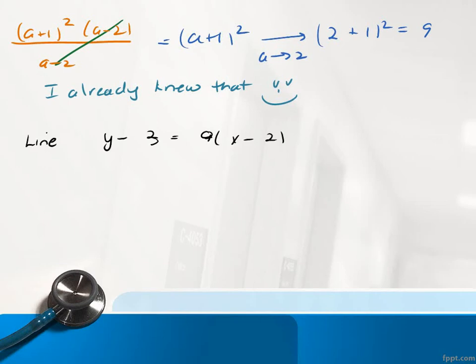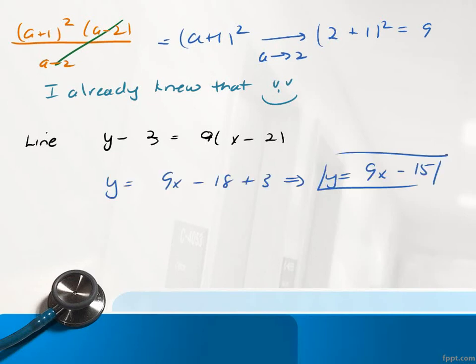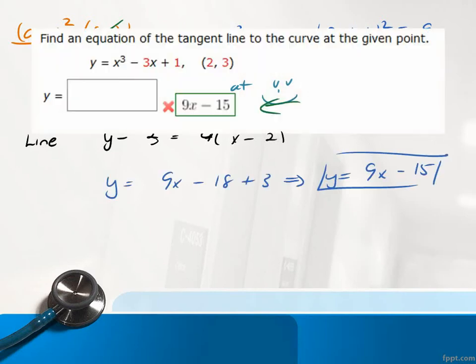How do I get the line? The equation of the line, y minus y1 equals m times, that's where you use that formula, the y minus y1 stuff. The slope goes out in front, simplify, I get y equals 9x minus 15, and look at that, WebAssign got that too. You get the green check mark.